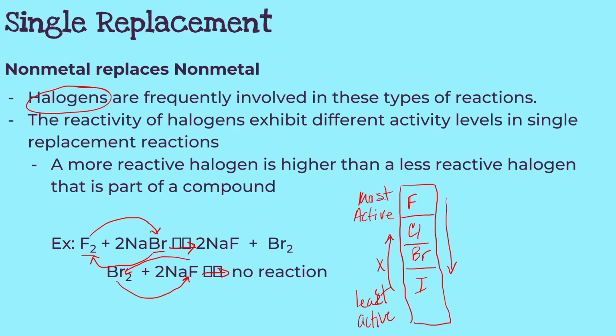Fluorine can kick out chlorine, it can kick out bromine, it can kick out iodine. Chlorine can kick out bromine or iodine, not fluorine. Bromine can kick out iodine, but not chlorine or fluorine. And iodine can't kick out anybody, unfortunately. And so hopefully that makes sense. We're going to keep working on some, so we'll get some more examples on that. But it's all about their activity.